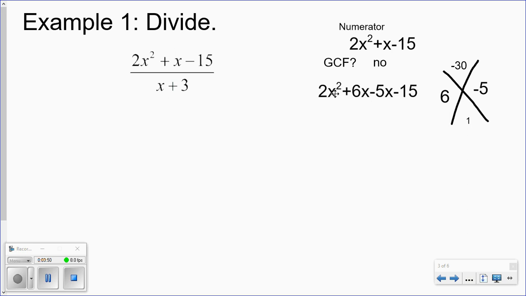So now we have 2x squared plus 6x minus 5x minus 15. So now we have 4 terms. We're going to go ahead and group them. So the last 2 terms get grouped together, and the first 2 terms get grouped together. So now you have to go through and just find the GCF for each one. What does 2x squared and 6x have in common? Well, they're both divisible by 2, because 2 and 6 are divisible by 2, and they both have an x in common. So I'm going to take all of that out.